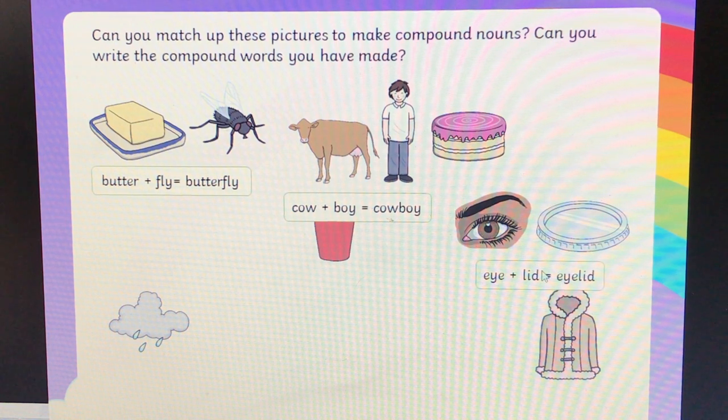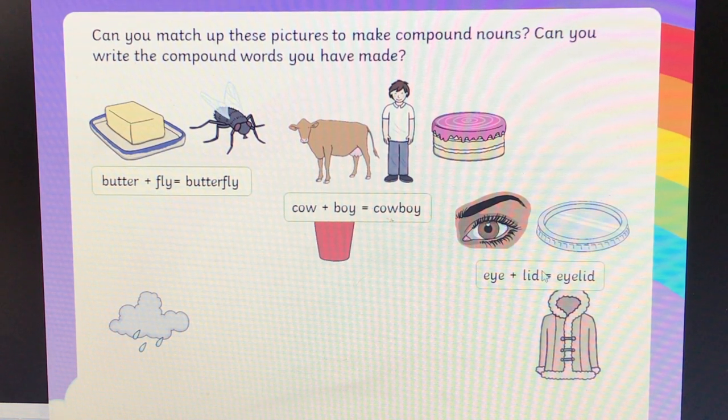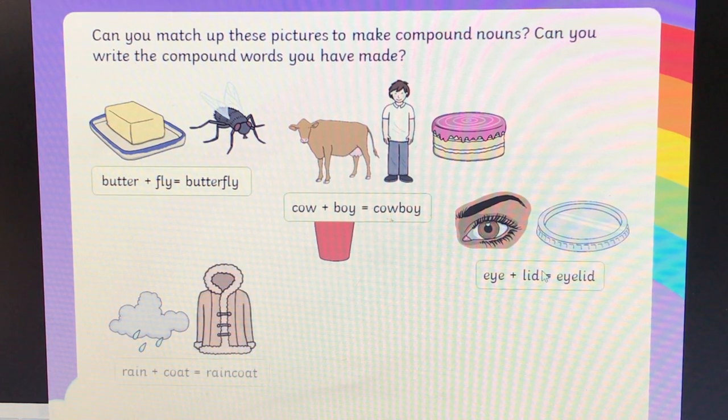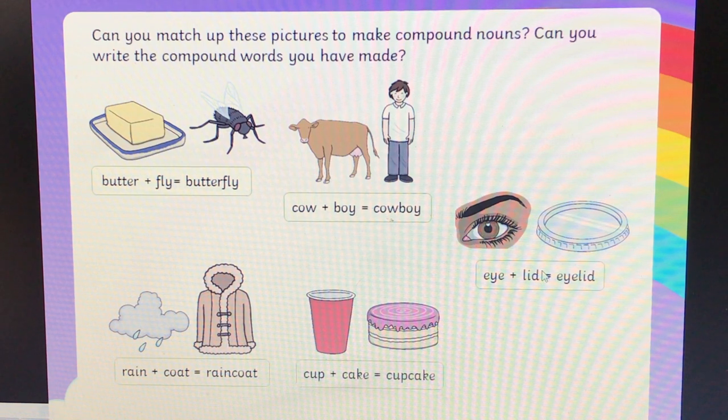We've then got an eye and we've got a lid. Put those two words together, eyelid. It makes a compound noun. We've then got rain and coat. You put the two root words together, they make the compound noun, raincoat. And the last one, we've got a cup and we've got a cake. You put the two root words together, they make the compound noun, cupcake.